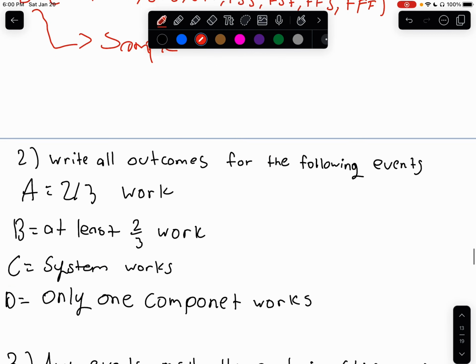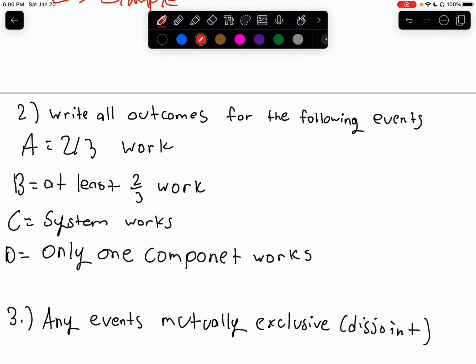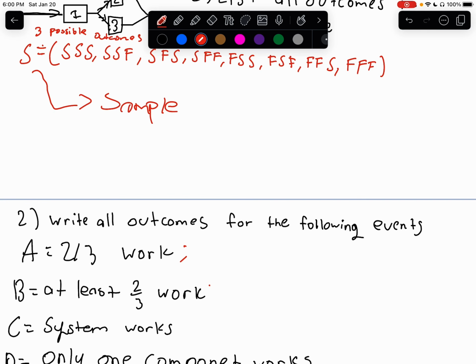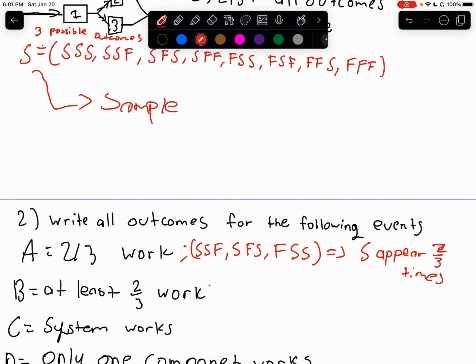All right, so as we go down, we're going to write all the outcomes for these following events. So event A is at least 2 out of the 3 components work. So let's do a little example here, right? At least 2. Out of our sample space, I'm going to pick at least 2 of the components work, right? 2 out of 3. So we have S, S, F, right? Succeed, fail, succeed; fail, succeed, succeed. Since the criteria of this, S has to appear 2 out of 3 times, right, for us to denote A.